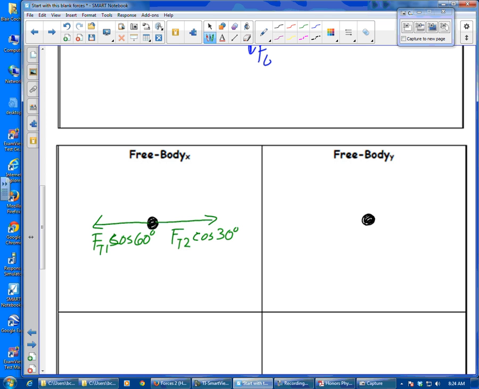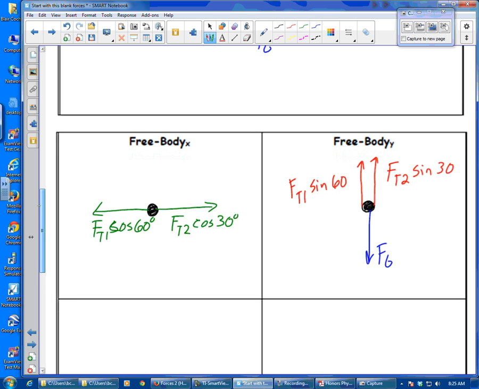In the y direction, we're going to have the weight down still, upwards, 2 forces, and of course those would be red. Ft2 sine 30 and Ft1 sine 60. And we want to know what T1 and T2 are.